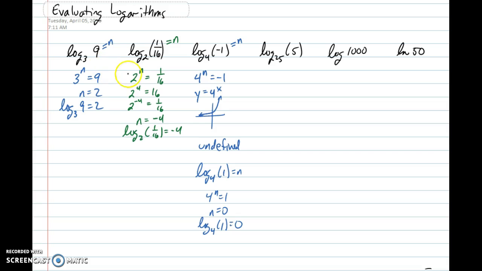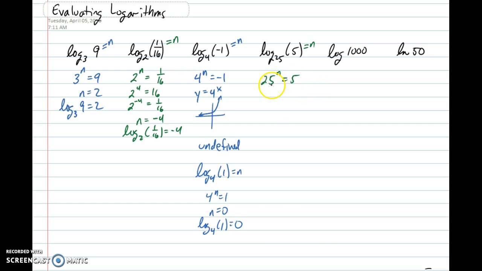I tend to use them for clarity, though, to say this is the thing I'm taking the log of. Okay, log base 25 of 5. So again, 25 to what power gives me 5? So 25 to some power is going to give me 5.